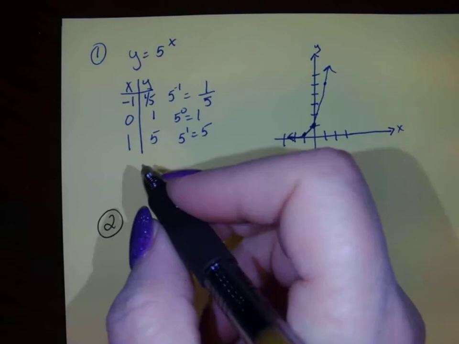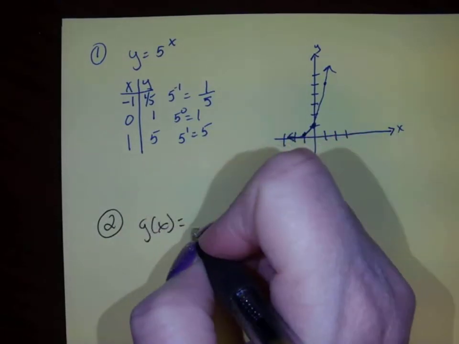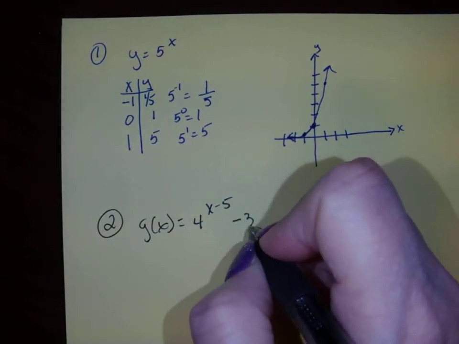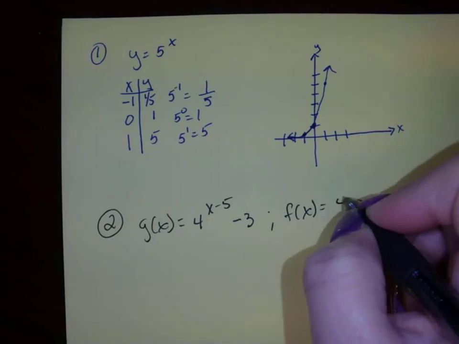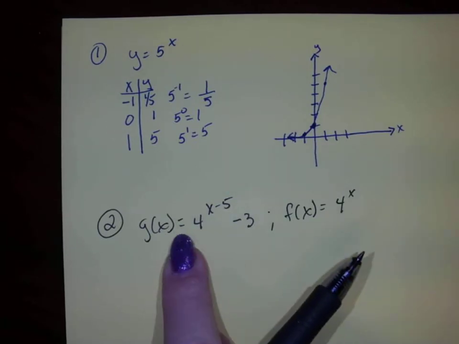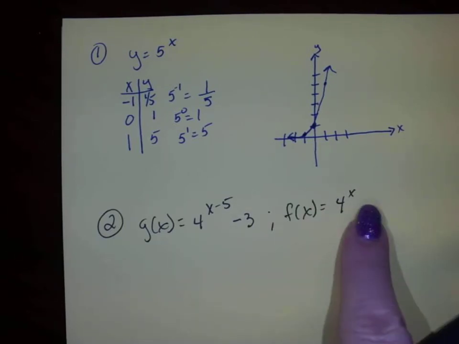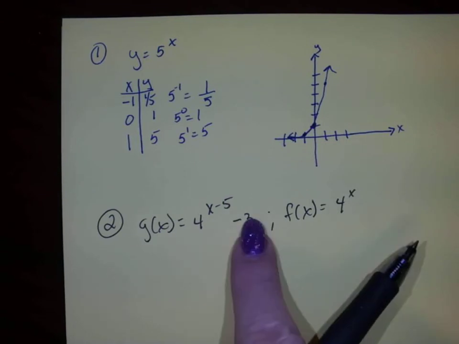So our next problem, we have g of x is equal to 4^(x-5) - 3, and f of x is equal to 4^x. And it tells us to describe verbally the transformation that can be used to obtain the graph of g from the graph of f. So this is our base function of 4^x. What is changing in our graph here?